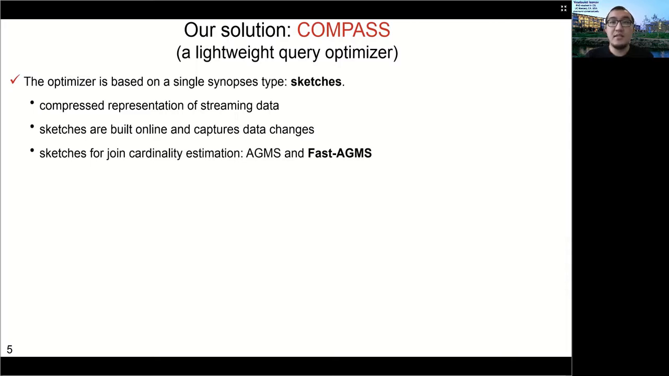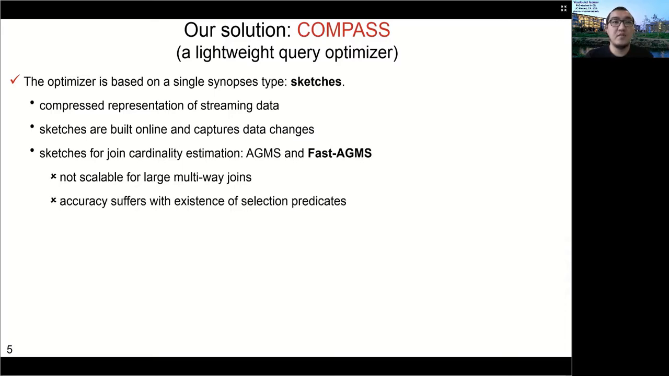And the existing sketch-based techniques that are applied on the cardinality estimation problem have one major disadvantage that stops them from being applicable in the query optimization. Those methods are not scalable to capture the multi-way joins. In order to capture the multi-way joins, a separate sketch for each join and join combination is required to be built. And also, in the presence of selection predicates, the accuracy also suffers.